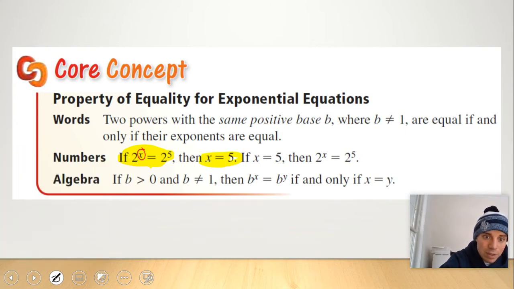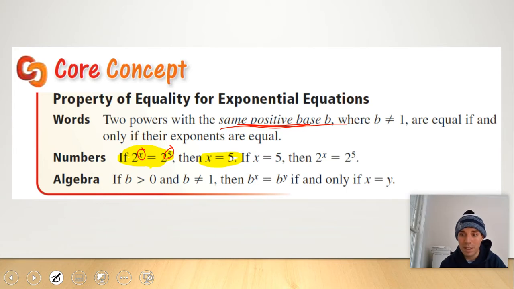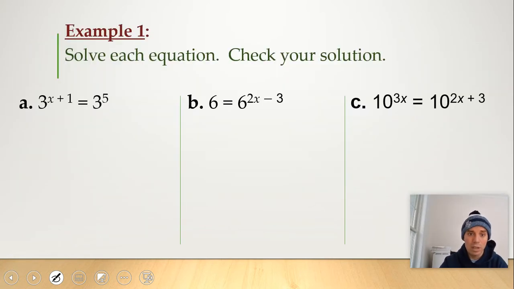Now, the key thing when you're doing this is that the bases have to be the same. Two powers with the same positive base b, where b is not equal to 1, are equal if and only if their exponents are equal. Key things here: b has to be greater than 0 and b is not equal to 1. And then b to the x is equal to b to the y if and only if x is equal to y. So all we're doing is setting the exponents equal to each other, as long as the bases are the same. Let's take a look at a couple examples.